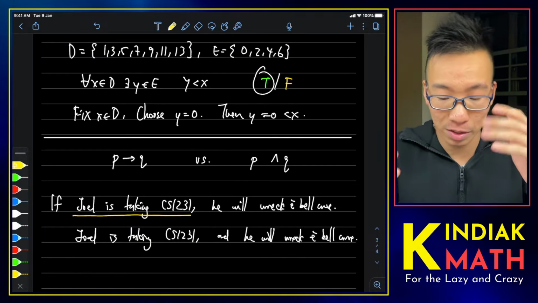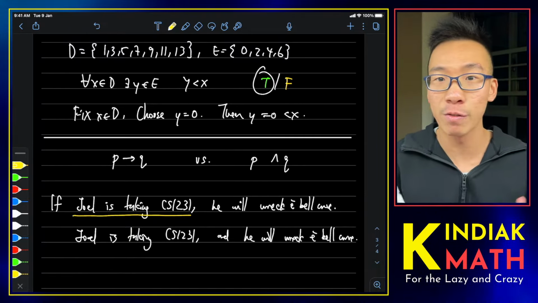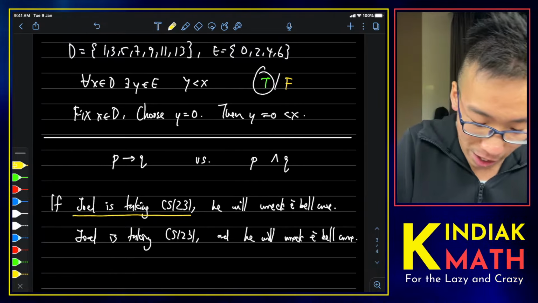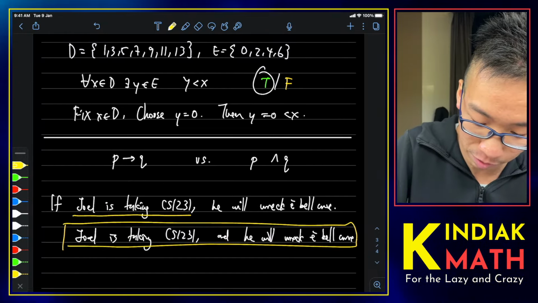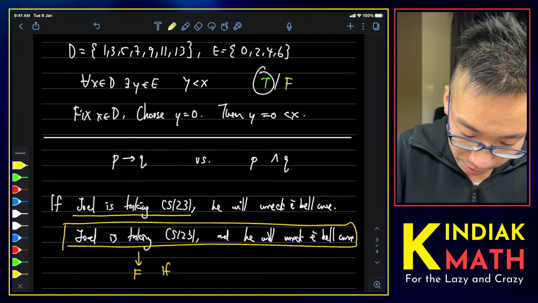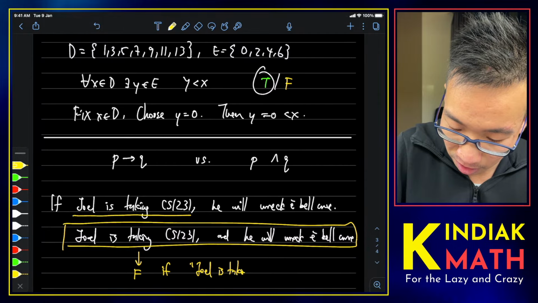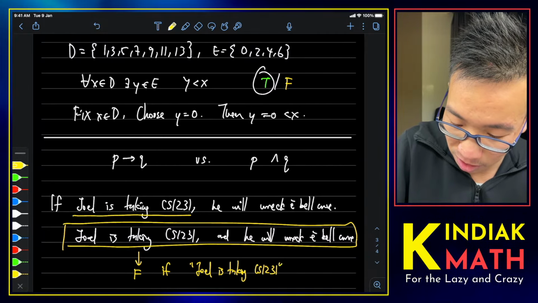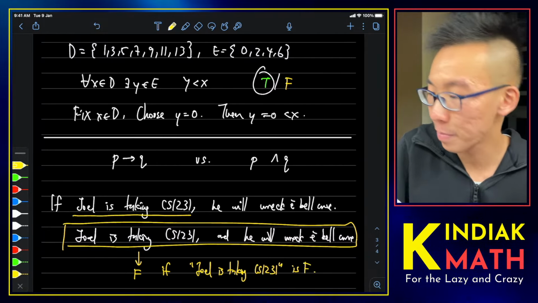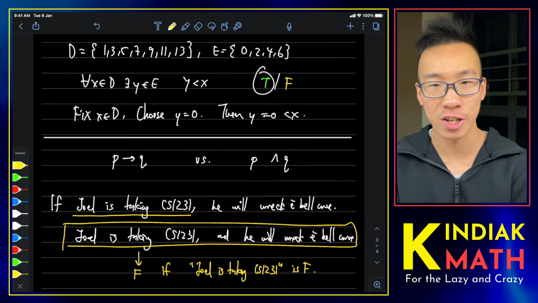We call the statement vacuously true. But in the second case, if Joel is not taking CS1231, I will actually evaluate this whole expression to false. Right? If Joel is not taking CS1231, it's false. So that's the main difference between implications and conjunctions.